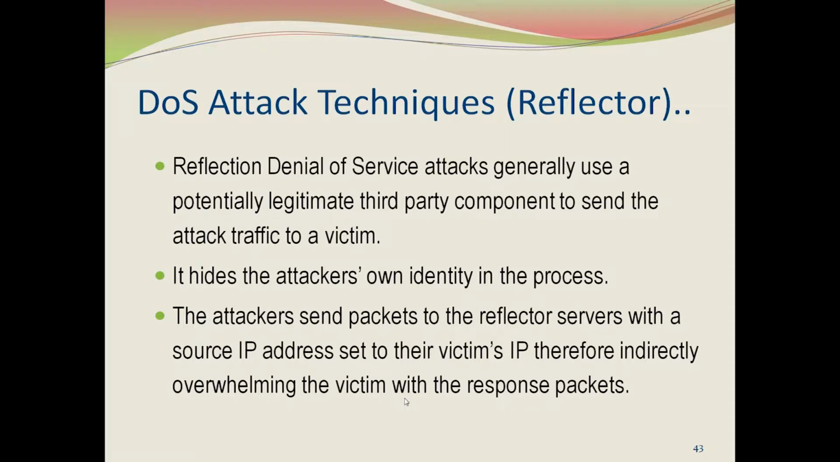So, reflection denial of service attacks generally use a potentially legitimate third party component to send the attack traffic to a victim. So, as if the attacker is choosing B to send the attack traffic to the target A. Okay. It hides the attacker's own identity in the process, obviously, because A understands that everything is coming from B. The attackers send packets to the reflected servers.